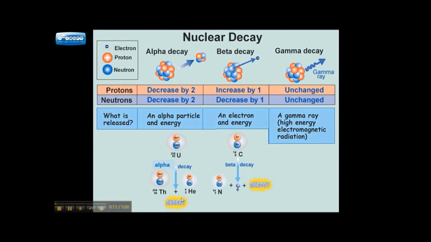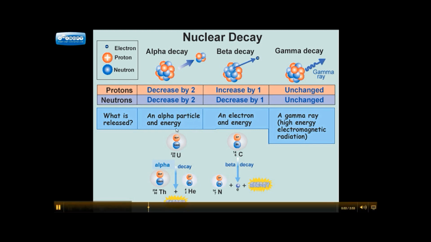So now let's look at how the nucleus and the particle that is released is going to change, specifically looking at number of protons and neutrons. So for alpha decay, you take your original nucleus of your radioactive substance and you're releasing a large particle. And here this particle contains 2 protons and 2 neutrons. Therefore, the original nucleus is going to decrease by 2 protons and decrease by 2 neutrons. What's released is this alpha particle, which is this helium atom, and some energy, of course.